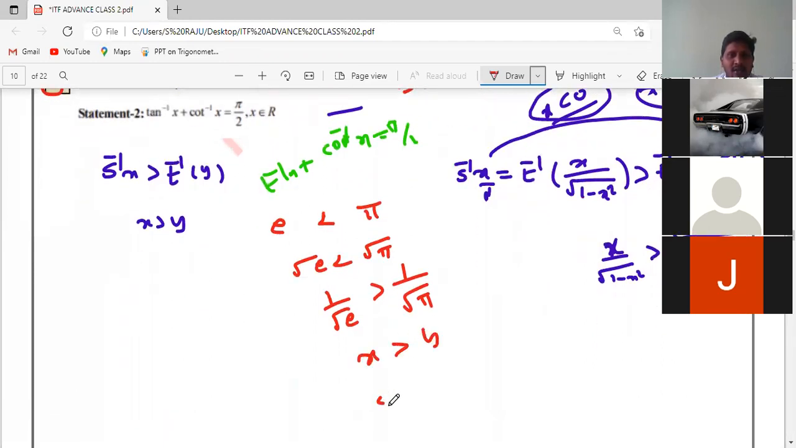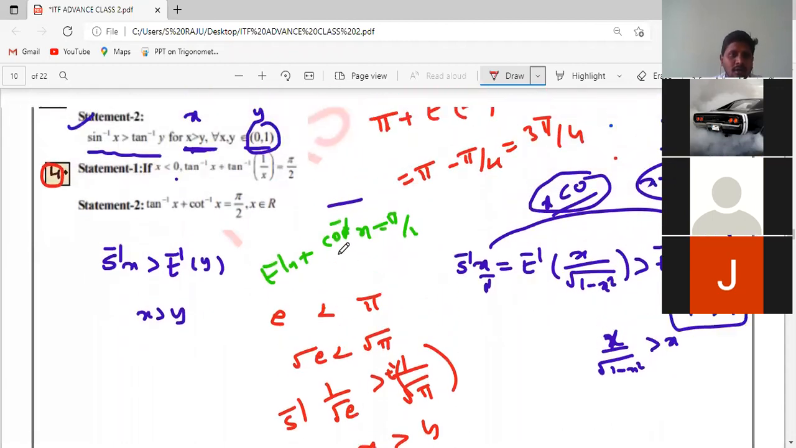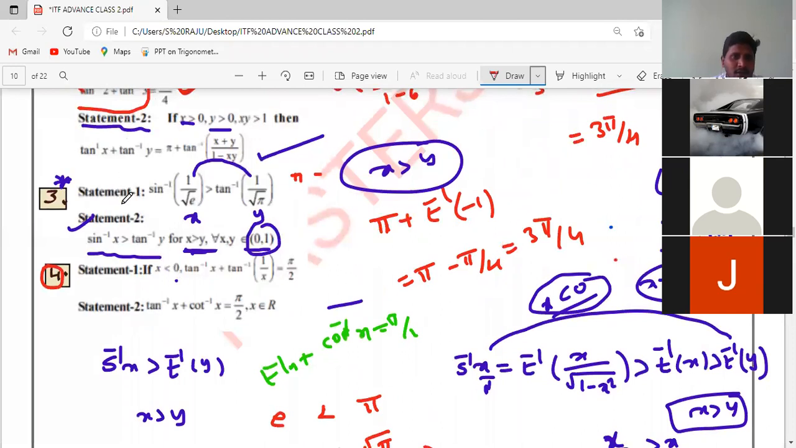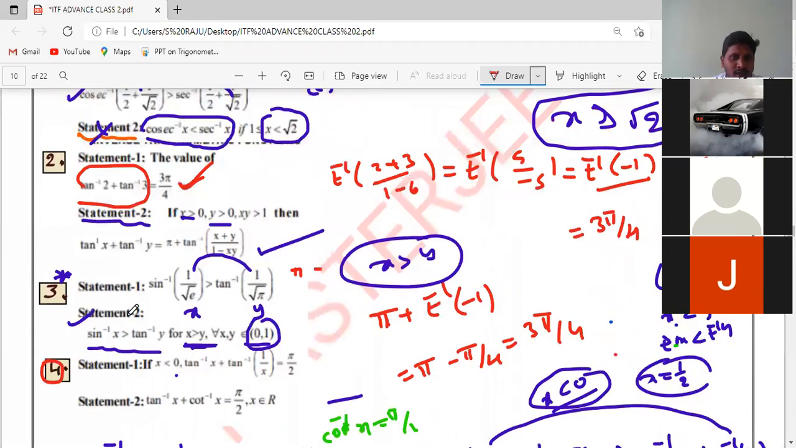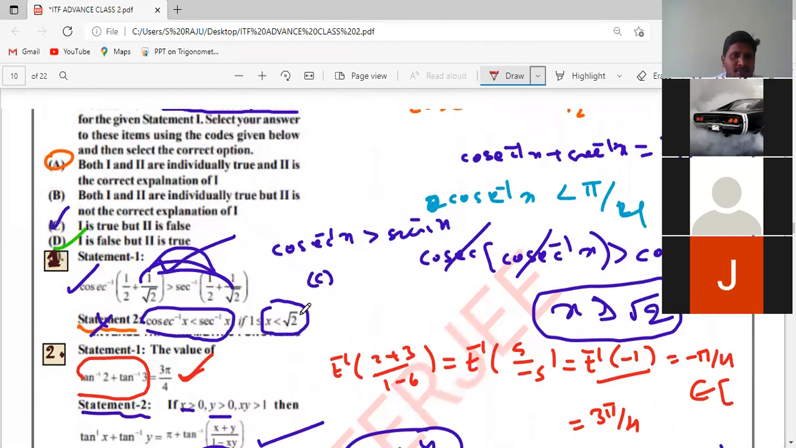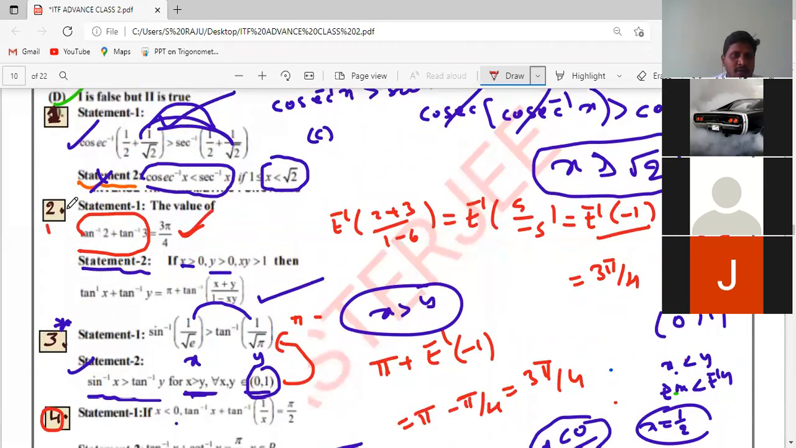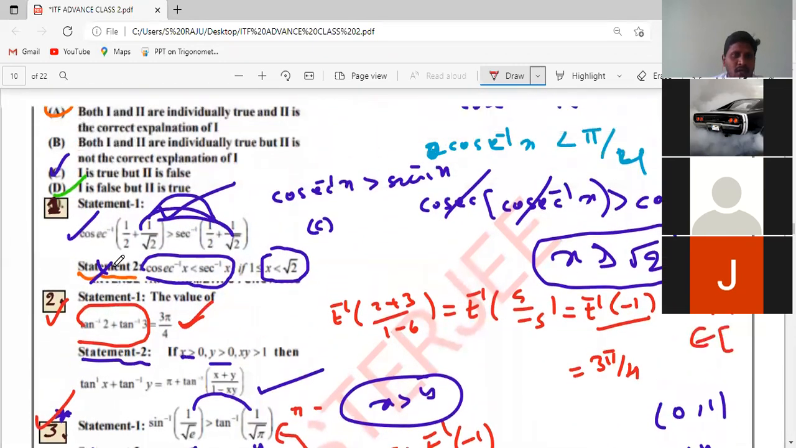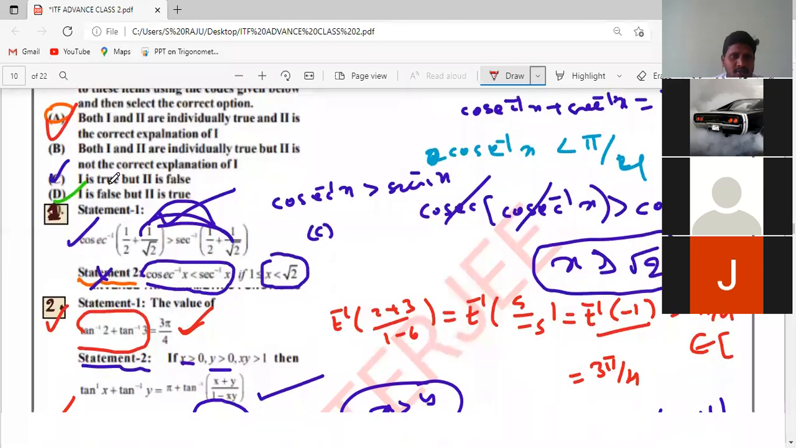When x is greater than y, you can take sine inverse here and tan inverse here. This is also right. So statement 2 is correct. With the help of statement 2, statement 1 is also correct. So statement 2 is the correct explanation of statement 1 in the second and third options. So option A is correct.